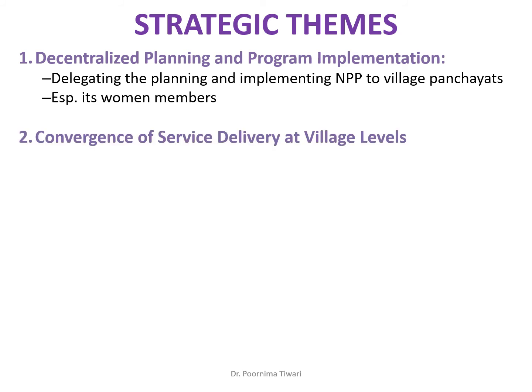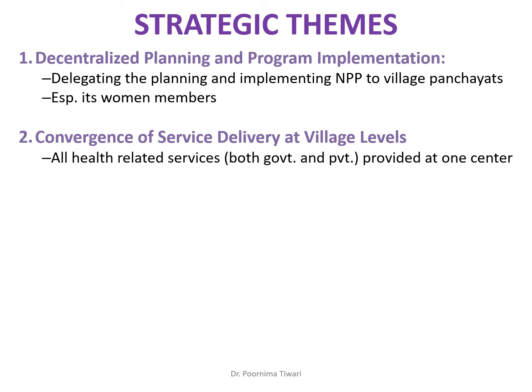Second strategic theme, to converge service delivery at village level. We have already talked about integration and convergence of all the sectors. That is, whatever is needed by ASHA to convince a couple to accept some family planning measure, to take the child for vaccination, these should be in reach. She should be able to provide them educational material. She should be able to provide them the media messages. So, convergence of all the service delivery at the village level.